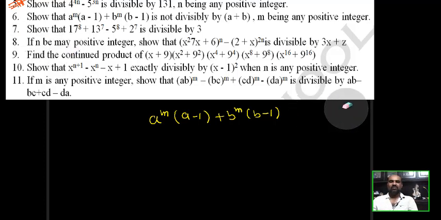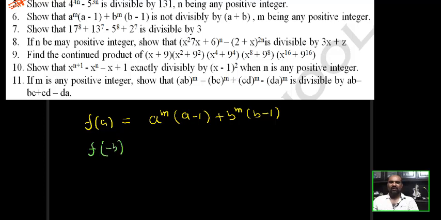To prove that, what will I do? I will assume that this is a polynomial in a. Actually, this is a polynomial in a and b. Okay, assume that this is a polynomial in a only. Let it be f of a. So b is treated just like a constant. If I find the value of f of minus b, meaning instead of a, I write minus b in the right hand side part of the given equation, if I get 0, then I will conclude from factor theorem that a plus b is one of the factors of f of a.